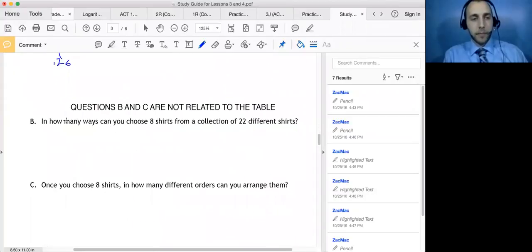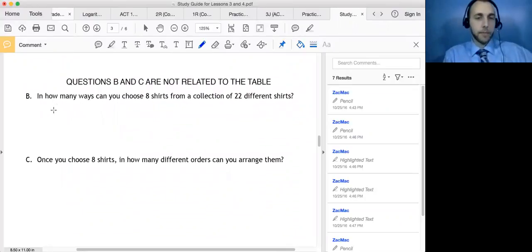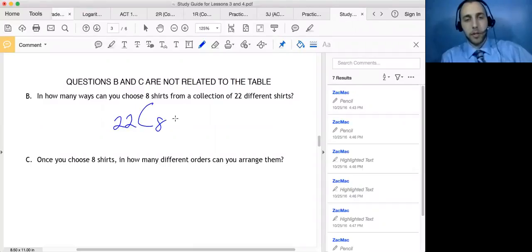And the open-ended questions B and C are not related to the table, so we don't need to really look at that anymore. We'll just focus on this. In how many ways can you choose 8 shirts from a collection of 22 different shirts? So we're not arranging them. We're not choosing them in a particular order. We're just choosing a handful of shirts, 8 shirts from our collection of 22. So we can just use a combination formula for that instead of permutation.